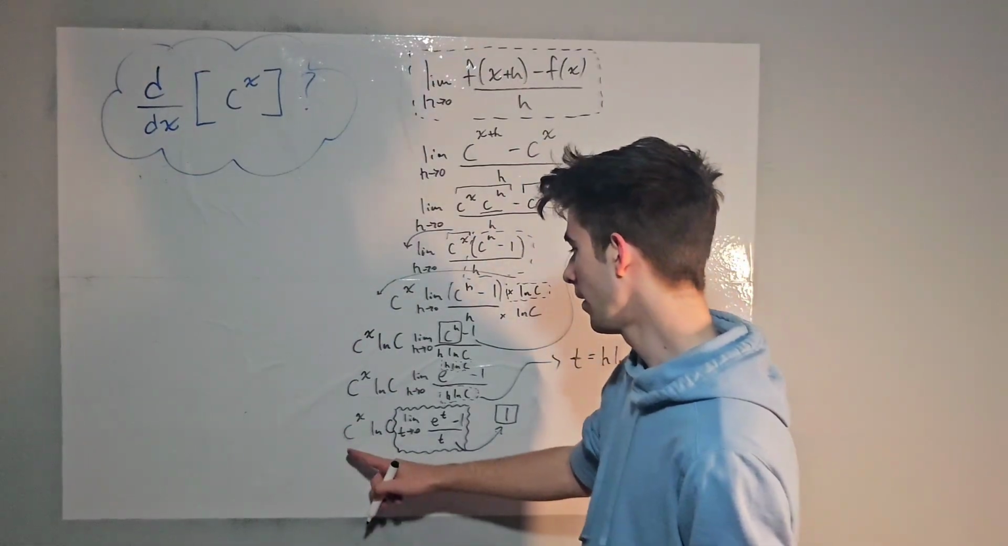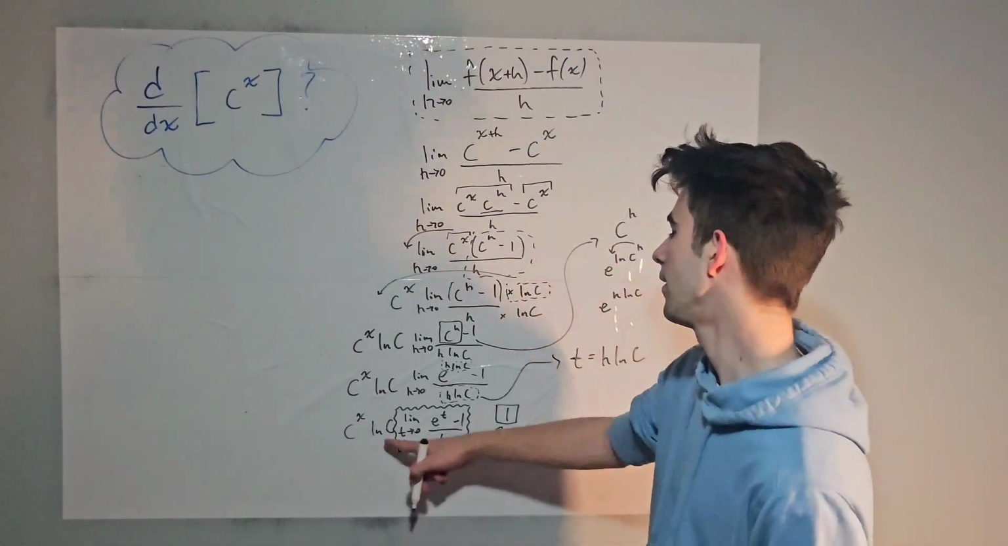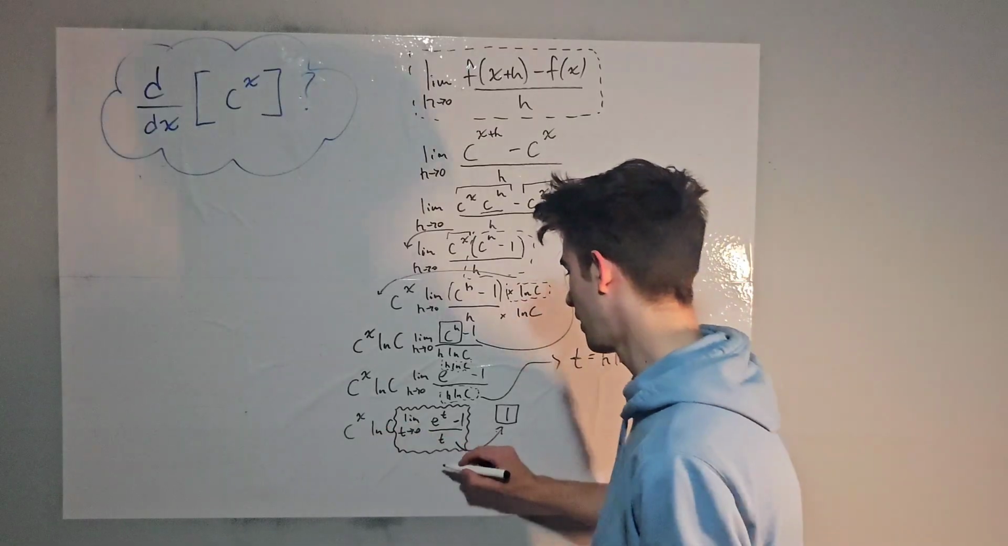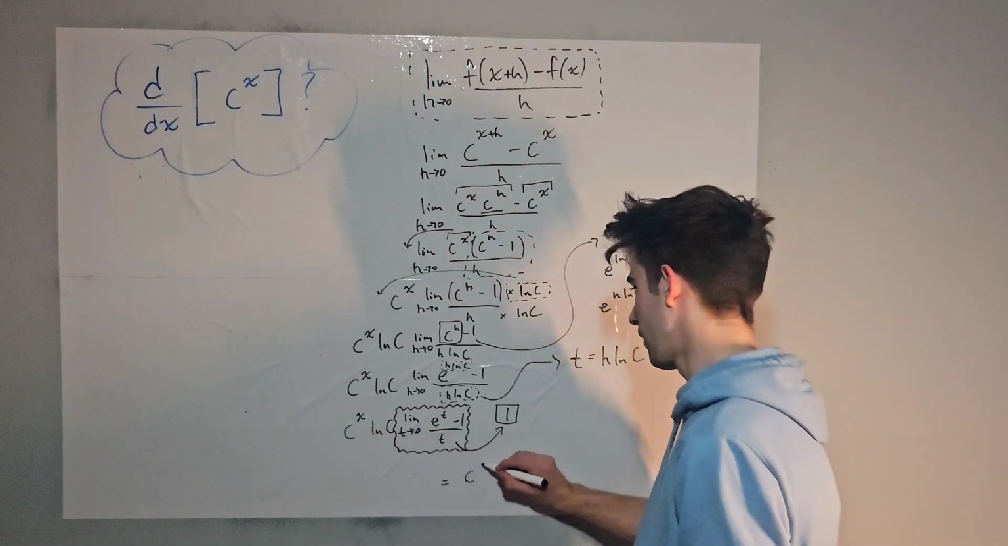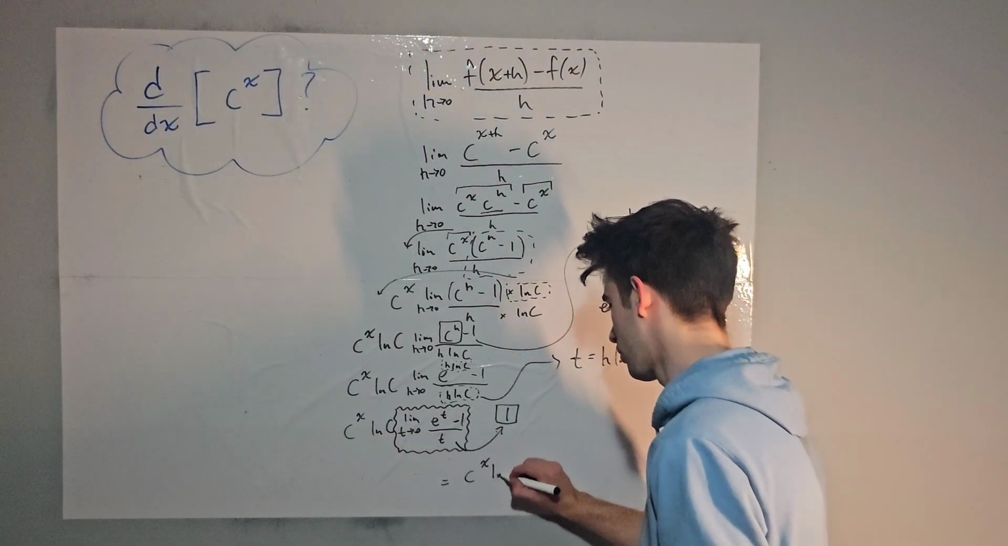Putting it all together, c to the x times ln c times 1 will just be c to the x times the natural log of c.